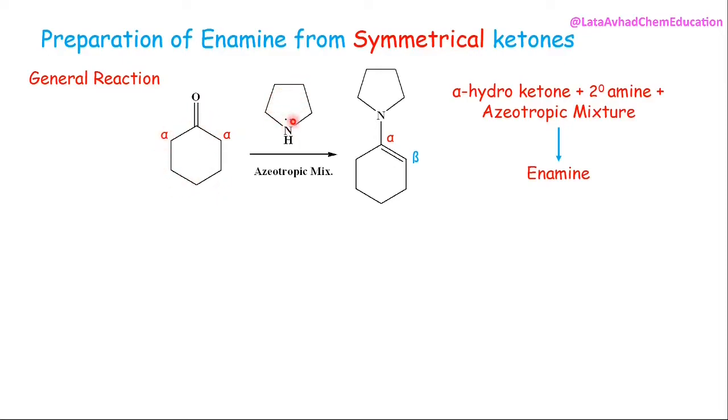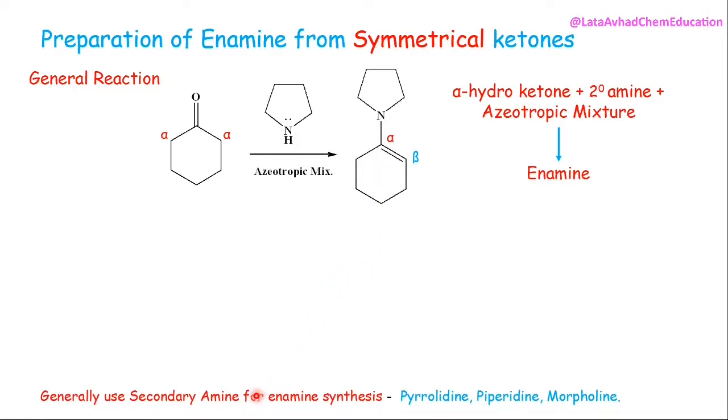Cyclohexanone is treated with pyrrolidine. In the presence of an azeotropic mixture, we get enamine, which is also called N1-cyclohexenyl pyrrolidine. Generally secondary amines are used for enamine synthesis, such as pyrrolidine, piperidine, morpholine, etc. If we use a primary amine instead of a secondary amine, we get imine as a product, and if we use a tertiary amine, then a quaternary ammonium salt is formed instead of enamine. Due to this, only secondary amine is used.